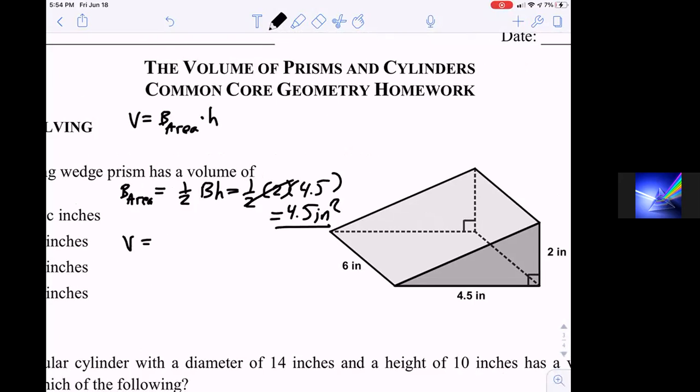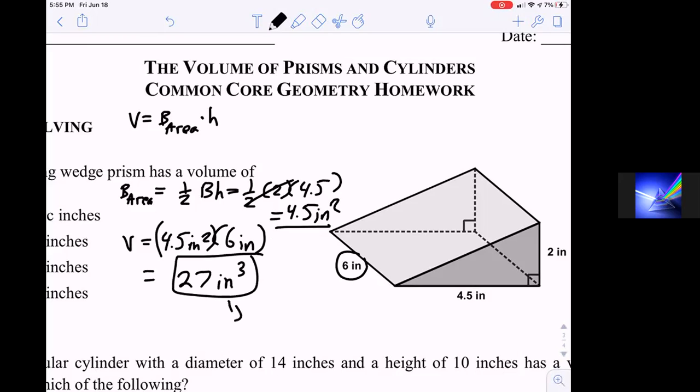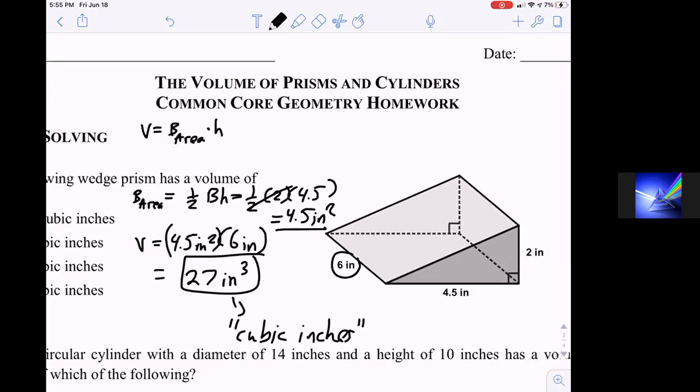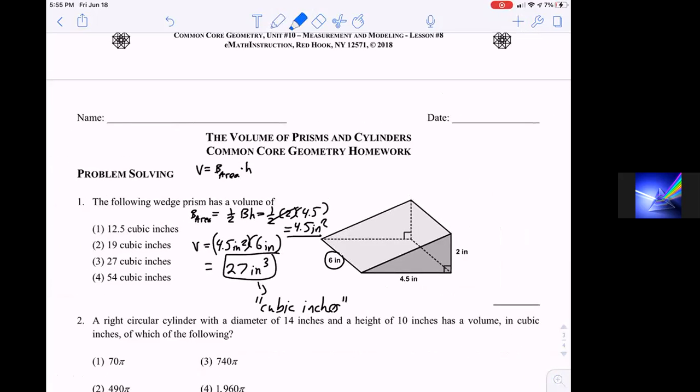Now the volume is going to be 4.5 square inches times the depth, which in this case is 6 inches. When we multiply those two together, we get 27. And if you multiply inches squared times inches, we get inches cubed. Now we don't say inches cubed. We call this cubic inches. That would be how you say that. That would be option number 3.